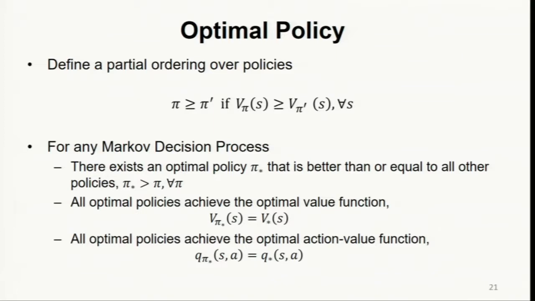For any Markov decision process, there exists an optimal policy pi star that is better than or equal to all other policies. So what you want to do is find the best policy that you can get. And all optimal policies achieve the optimal value function, that means V star. And all optimal policies achieve the optimal action values too.